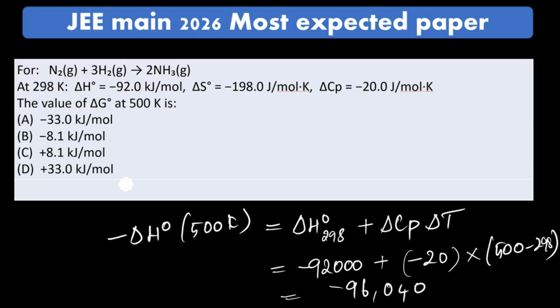Let's check out the options. It's plus 8.1 kilojoule. So this is a different kind of question. Mostly they didn't ask, but we can expect this question in this April attempt.